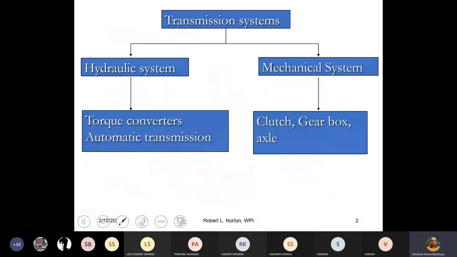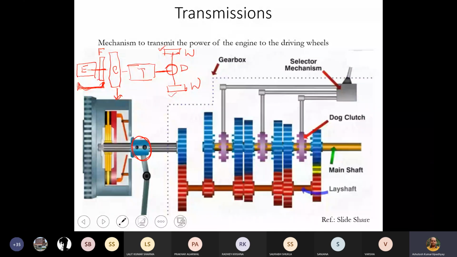So the first slide, whatever I have shown you, this is the constant mesh transmission system. This is the colored one. So I will try to explain over here. Okay, so in the constant mesh transmission system, what is happening? Unlike the crash box transmission, the original one, we have got constant contact between the gears. Each and every gear is fixed. I mean, they will always be in contact.